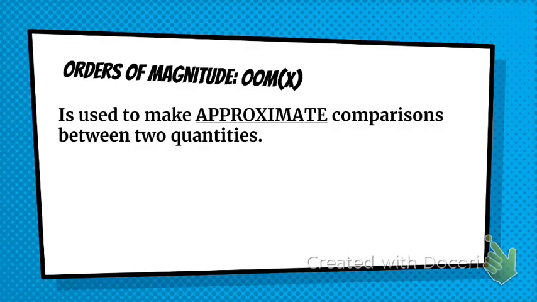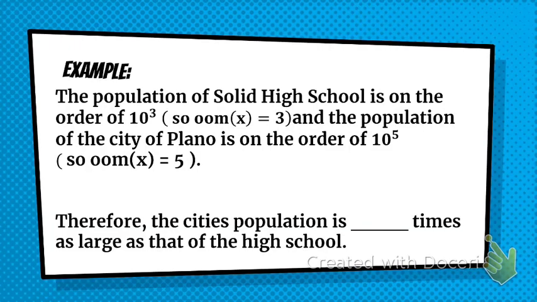All right, so orders of magnitude. Orders of magnitude is used to make approximate comparisons between two quantities. When we look at orders of magnitude, we're taking something and using a base of 10 to approximate it. If I wrote 10 to the 11th power, that's a really big number. The order of magnitude here would be the 11, that would be the exponent. We can approximate things using that, but our base is always going to be 10. So here's an example using the order of magnitude.